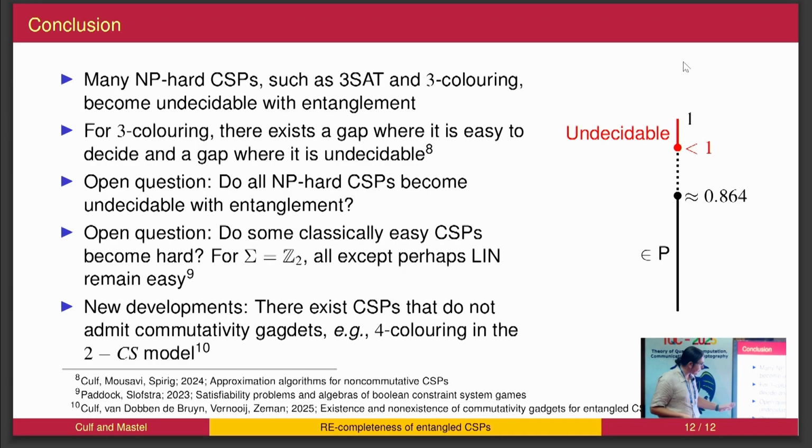And there are some new developments in this direction based on some of my recent work with Josef van der Braun, Matthias Benoit, and Peter Zeeman. What we show is that there actually exist CSPs that do not admit commutativity gadgets. The strange thing about that is that for these, if we want to show that they're undecidable, we cannot just quantize the classical reductions. We have to do some natively quantum reductions that might have a completely different structure to what we might expect CSP reductions to look like.